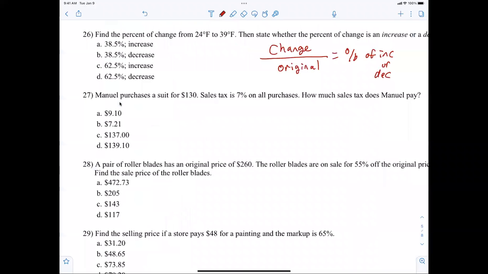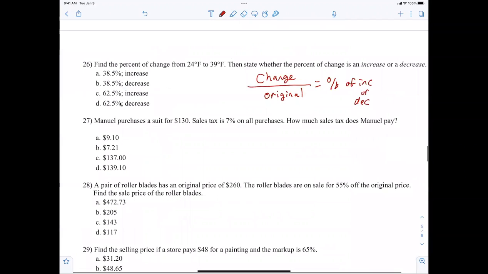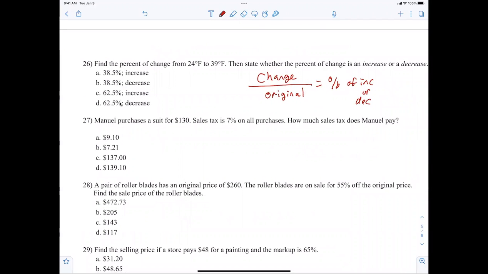All right, so again, here, you guys have the calculators, I don't. All right, so what was the change here? Molly? 15. Yeah, 15. Divided by, what was the original? There you go. That's what you should have, guys. 15 divided by 24. So everybody do that for me.